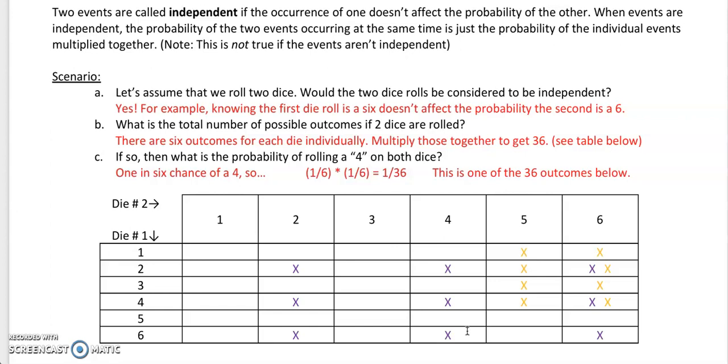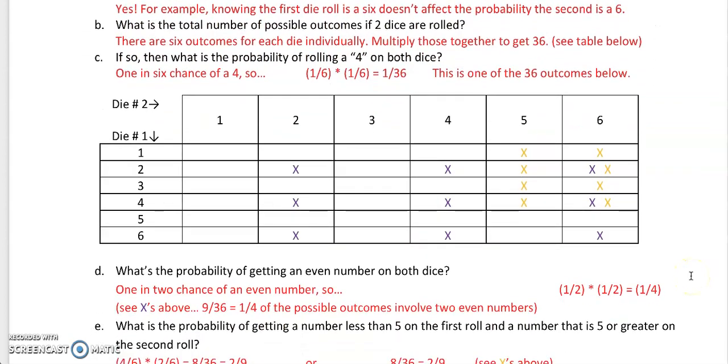But that was a pretty simple one. Let's try it a couple more times and see if it keeps working. What's the probability I get an even number on both dice? Well, half of the time I'll get an even number on my first die. Half of the time I'll get an even number on my second die. So if I take the 1/2 times the 1/2, that tells me that a quarter of the time I should get an even number on both dice.